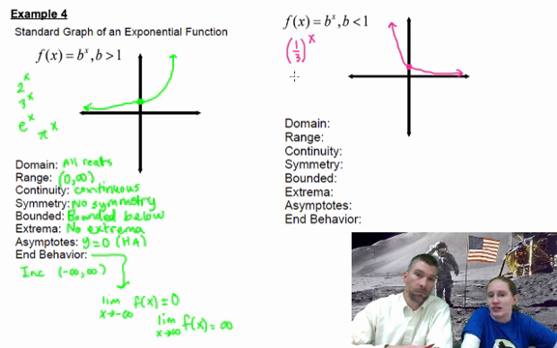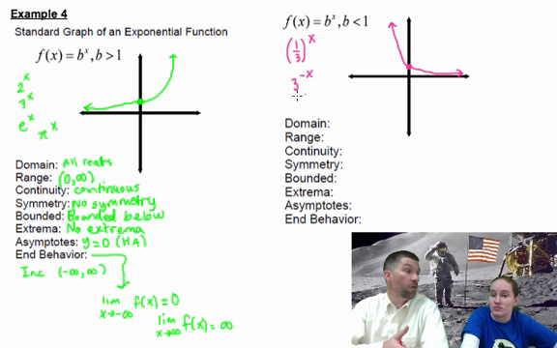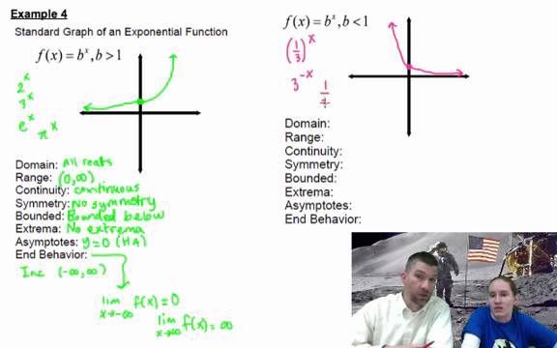Instead of writing 1/3 to the x, they could tell you that this is 3 to the negative x. That's the same thing. Or they may even say 1/3 to the x, which looks a little bit weird, but again, it's the same situation. If we rewrote 3 to the negative x or 1/3 to the x, we could rewrite it in this way that shows that b is actually less than 1.